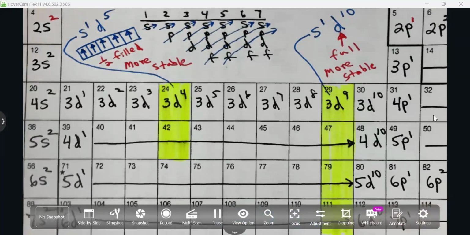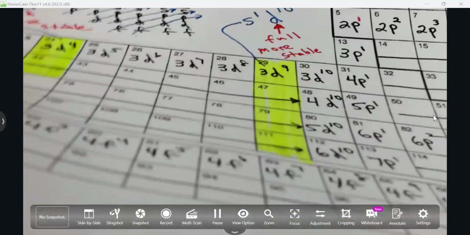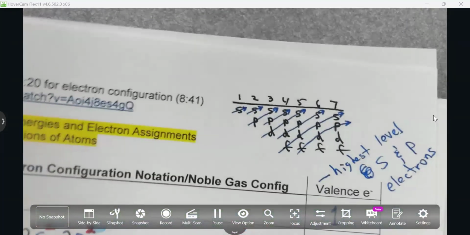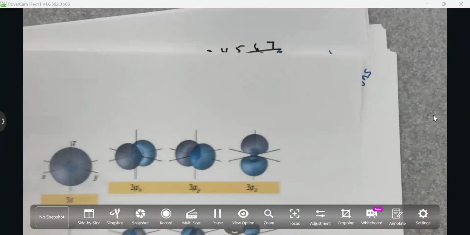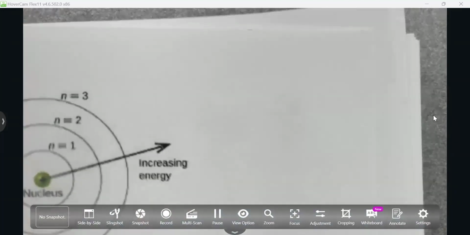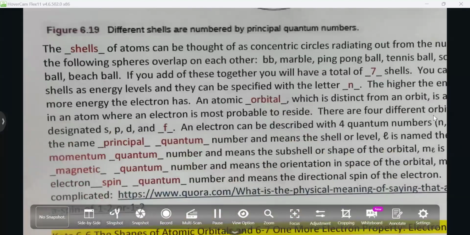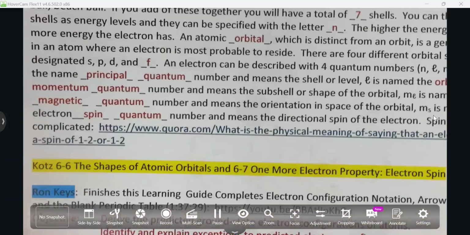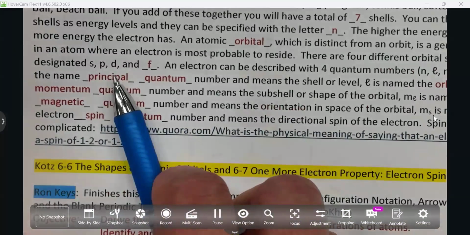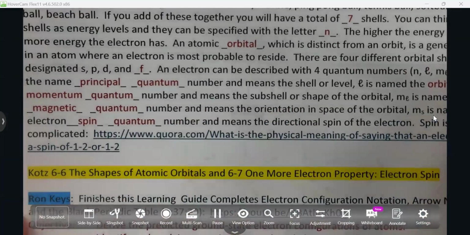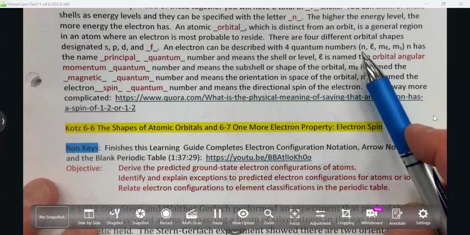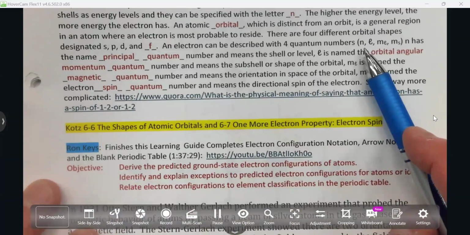Okay, let's backtrack now. We're getting close to being done with 7. Let's see what we've got next here. Oh, and by the way, I'm going to backtrack farther. You don't have to backtrack this far. I'll just put it on the screen. I simplified these quantum numbers from page 13. On page 13, I was going to ask you for these goofy names.